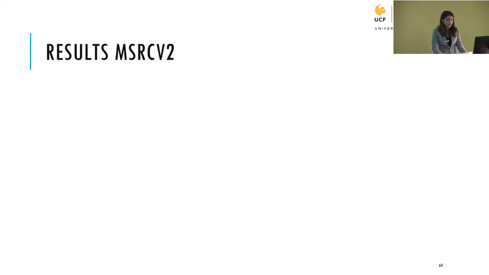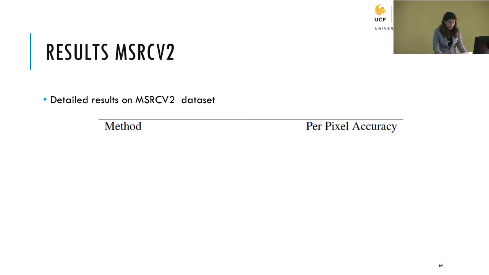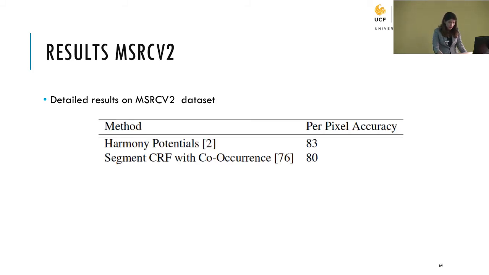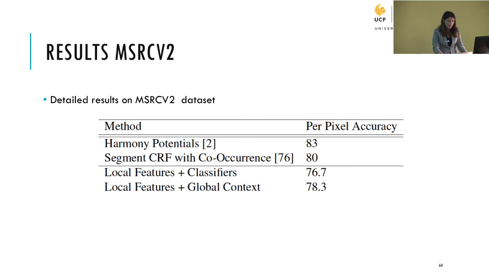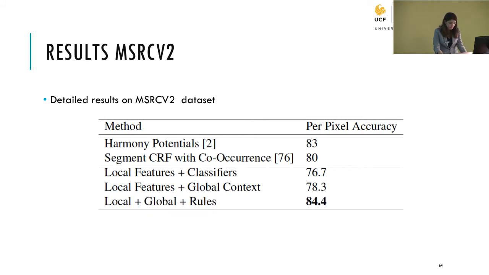So the second data set is MSR-CV2, which has 23 labels. We have very few training labels here, just around 200. So these rules can be helpful. These are the other methods that somehow use the idea of co-occurrence, but not other rules. Here, the local classifier gets 76. Using global context, we can improve it, and with the rules, we can get better results.